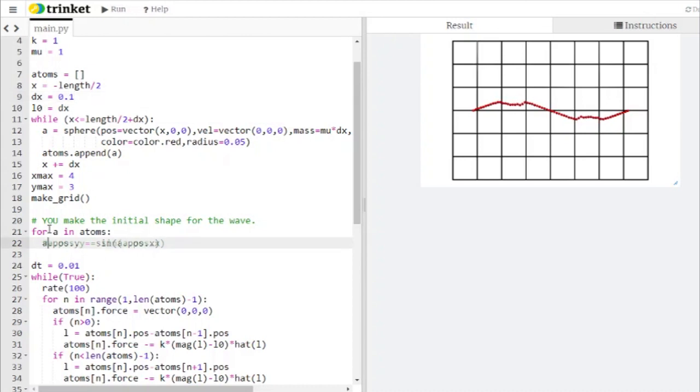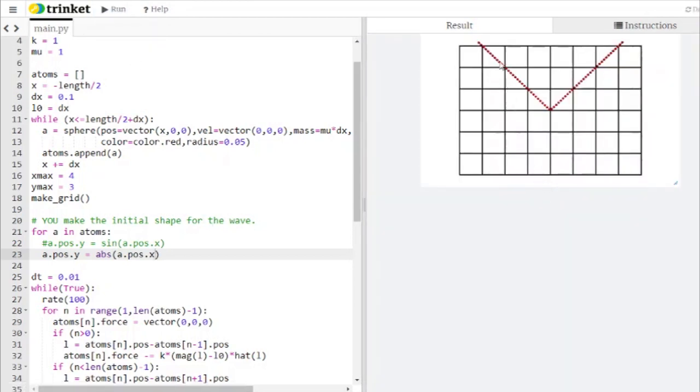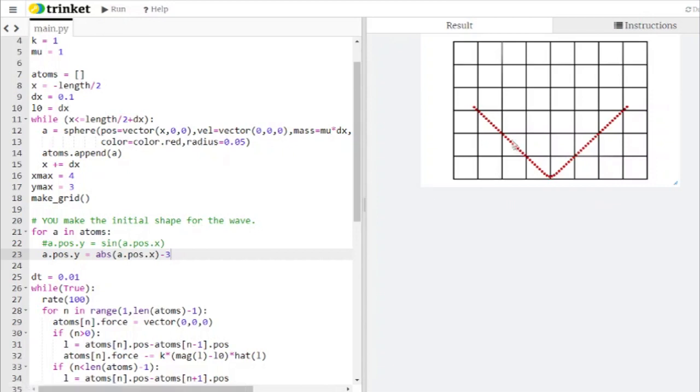So let's comment this out for a second. Let's suppose we made this atom.pos.y equals absolute value of atom.position.x. Absolute value function looks like this, of course. And oh yeah, these two points stay fixed together. So we might want to move this down by 1, 2, 3. Let's move that down by 3 just so it stays in the grid there. There we go. So now we've pulled it down like this. It's kind of like plucking a guitar string a little bit. It's more like releasing a guitar string.